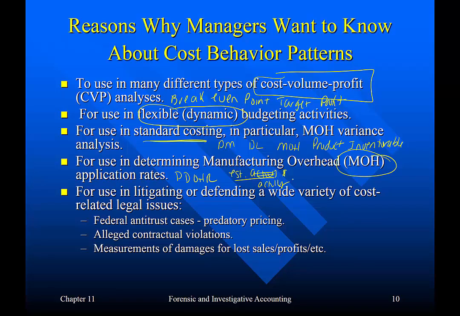And the reason that all of this is really important to us is because we want to see if predatory pricing happened. And that's, remember, where if you are pricing the product below your variable costs or you're losing money, you're pretty much pricing the product to drive out competitors. Also, you want to make sure that if there is a contractual violation such as predatory pricing, you can prove it. And you can estimate the damages not only in lost sales and profits, but even lost market share.